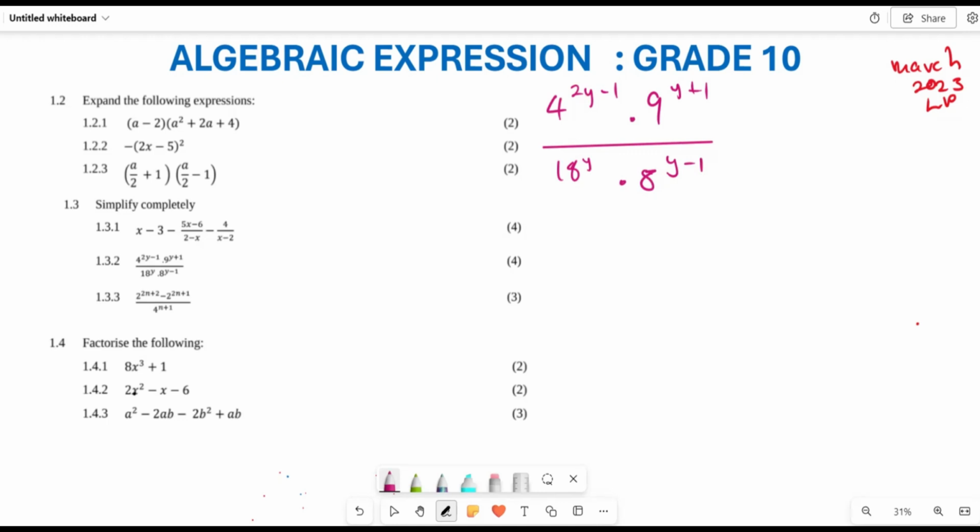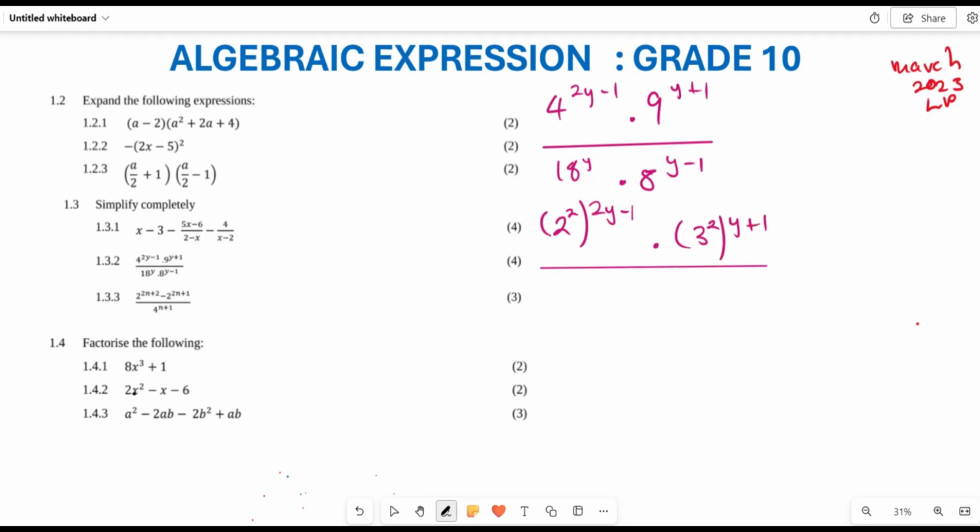Now, what is it then that you're going to do from here? Firstly, we are going to find the prime factors, right? What is 4? 4 is the same as 2 squared, to the power of 2y subtract 1. And then multiplied by 9, which is 3 squared, to the power of y plus 1. This is going to be divided by 18. Remember 18 is the same as 2 multiplied by 3 squared, to the power of y, multiplied by 8, which is 2 cubed, to the power of y subtract 1.